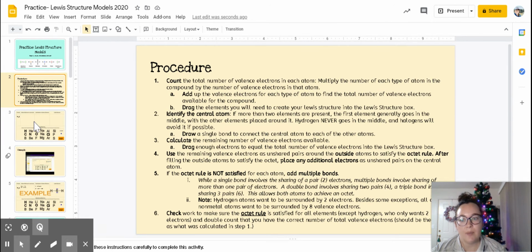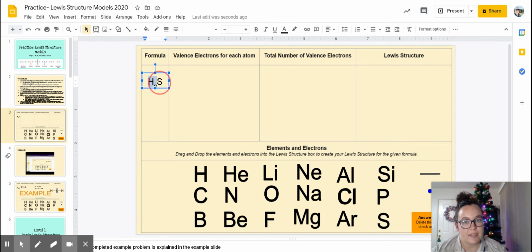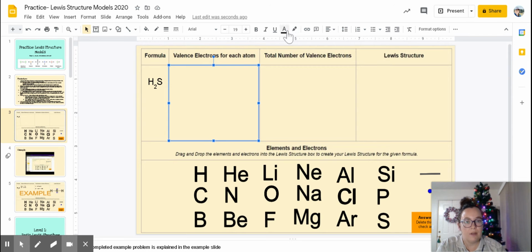The example I'm going to do for you today is H2S, which we have right here. We're going to go through these steps together. Step 1 is that I'm going to count the total number of valence electrons we have. So that's exactly what I'm going to do.